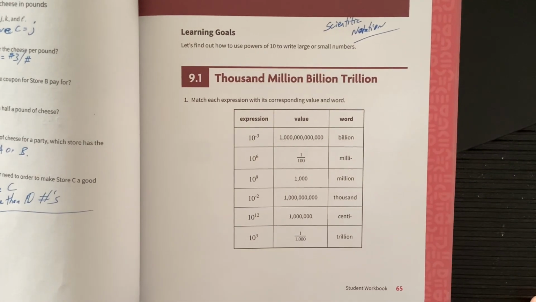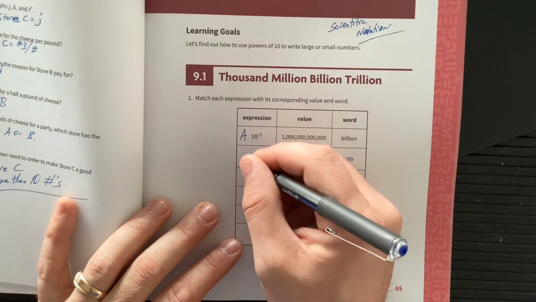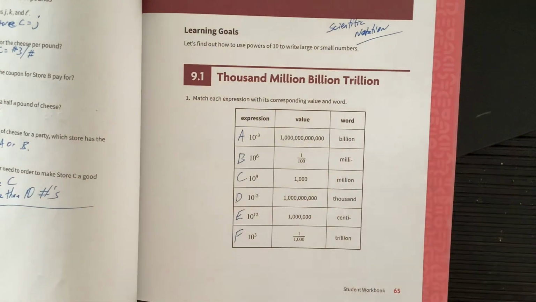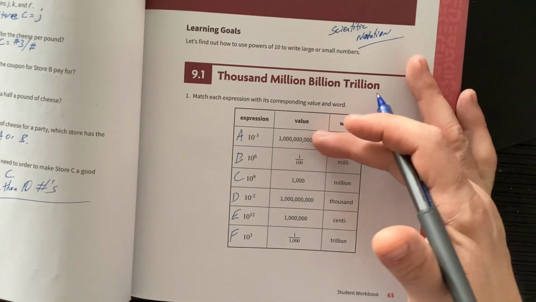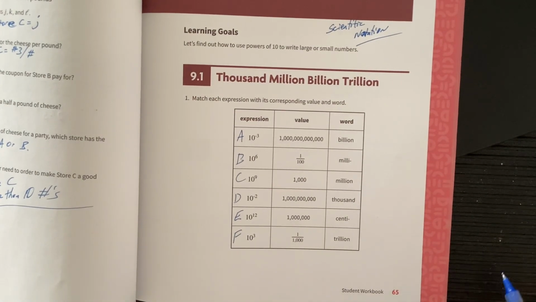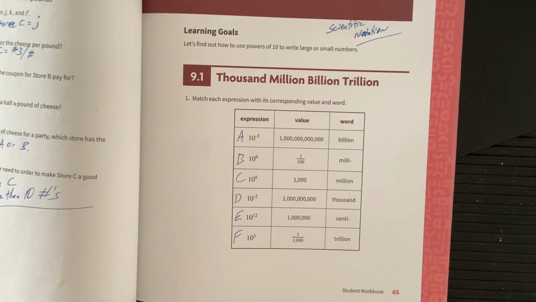If we match it, we'll put A, B, C, D, E, F, and we're going to match it with its value and its word. 10 to the negative 3, we've talked about negative exponents. Which value represents 10 to the negative 3? Remember, negative does not mean your answer is negative. It means it goes to the denominator. So which one has 10 to the third in the denominator? You can just number those, tell me which one going down has 10 to the third in the denominator. Last one, right? 1 over 1,000.